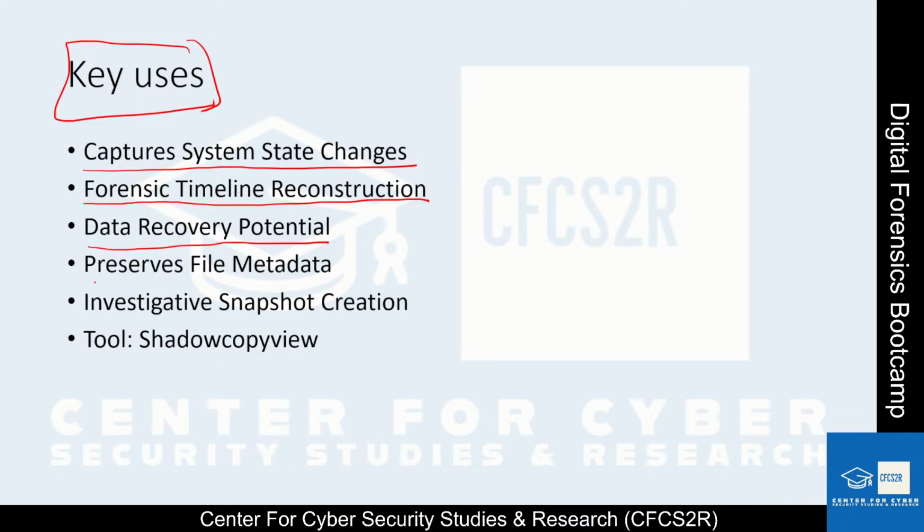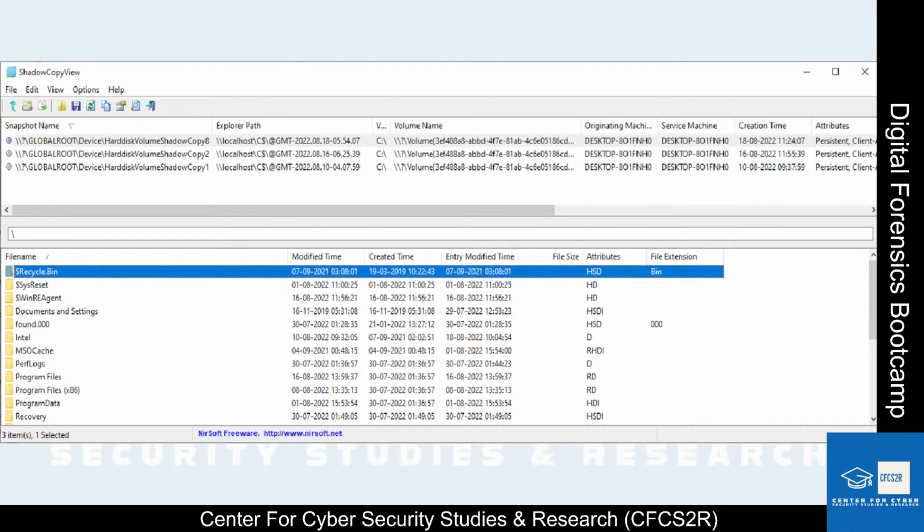Secondly, it will preserve the file metadata and help investigate snapshot creation, and there is a tool that we call Shadow Copy View that can be used for investigation of such important points. It is software that takes care of all the VSS-related information in your system. Okay.